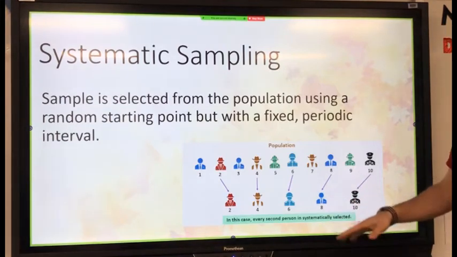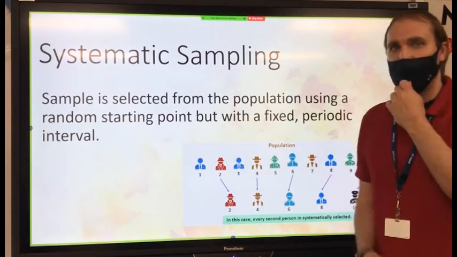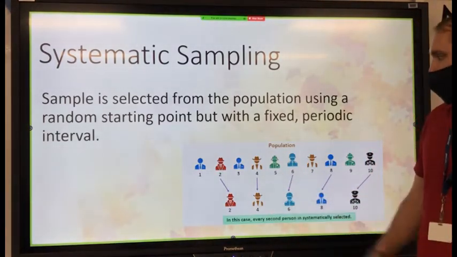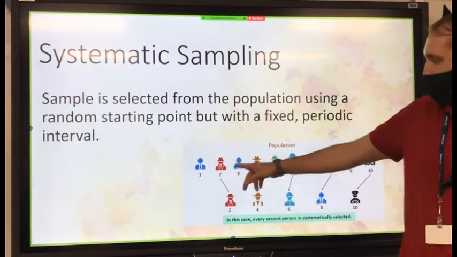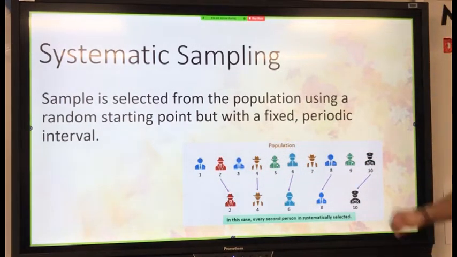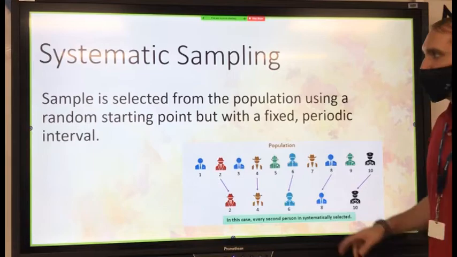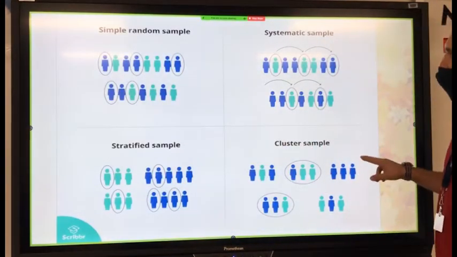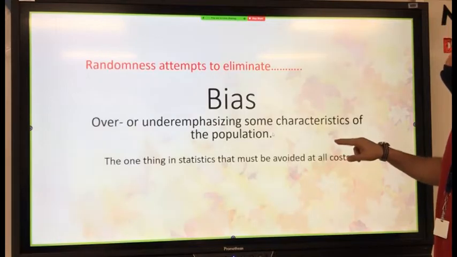And then systematic. You have the whole population, you put them all out in order, and you say, I want to start at 12 and then go every 7 people. Or in this case, I want to start at 2 and go every other person. And you're keeping that fixed. You're not going to change it. That's systematic.